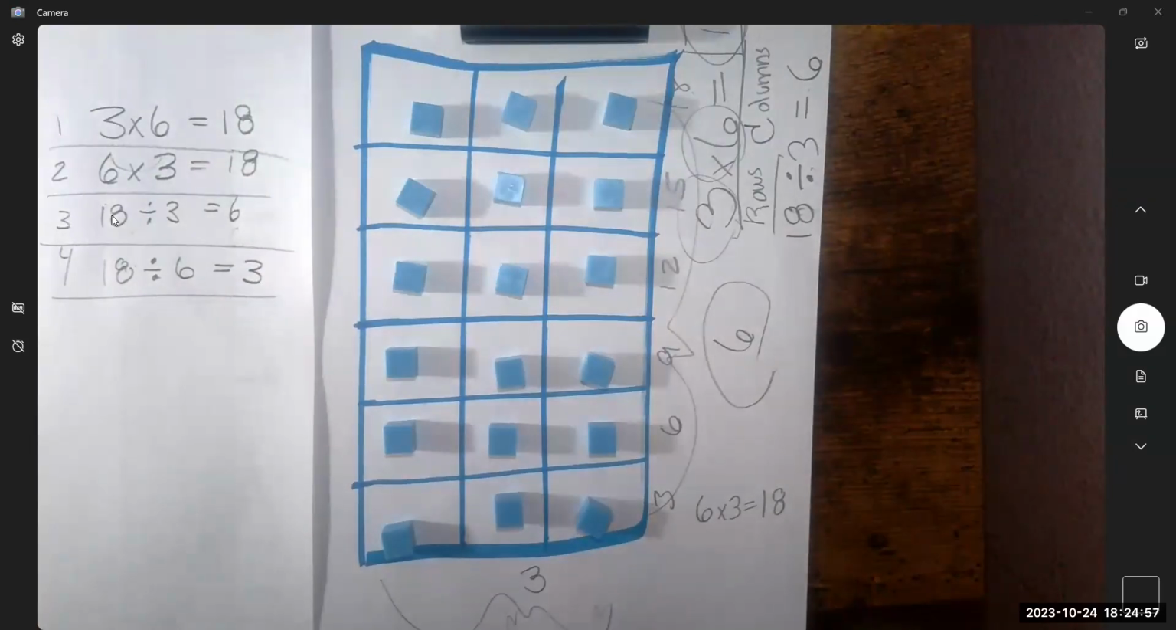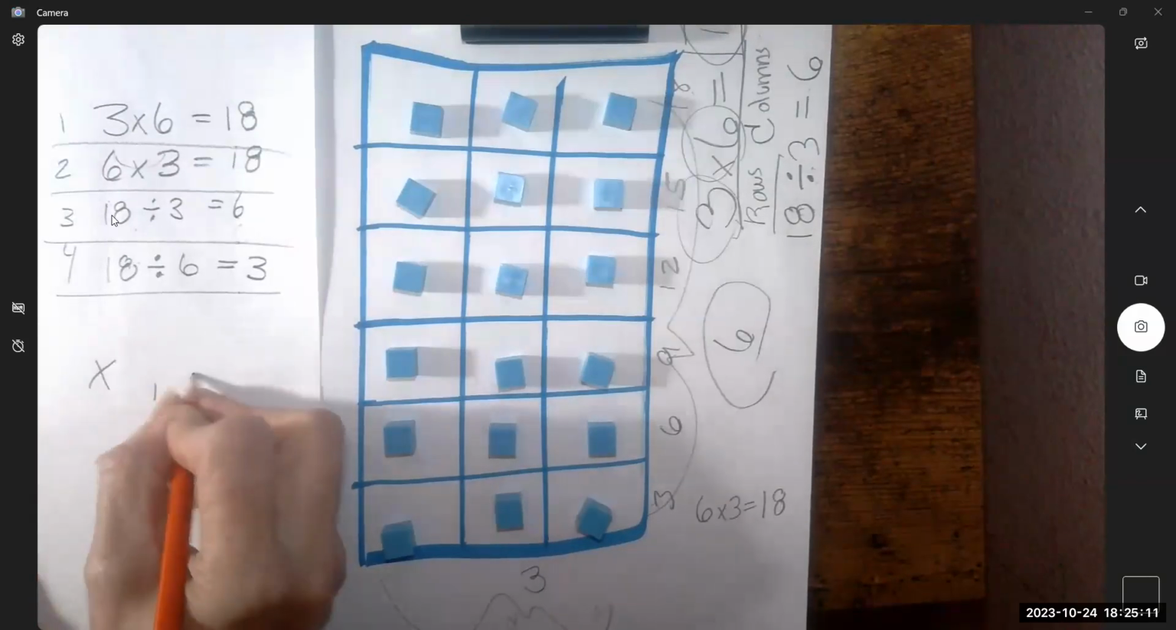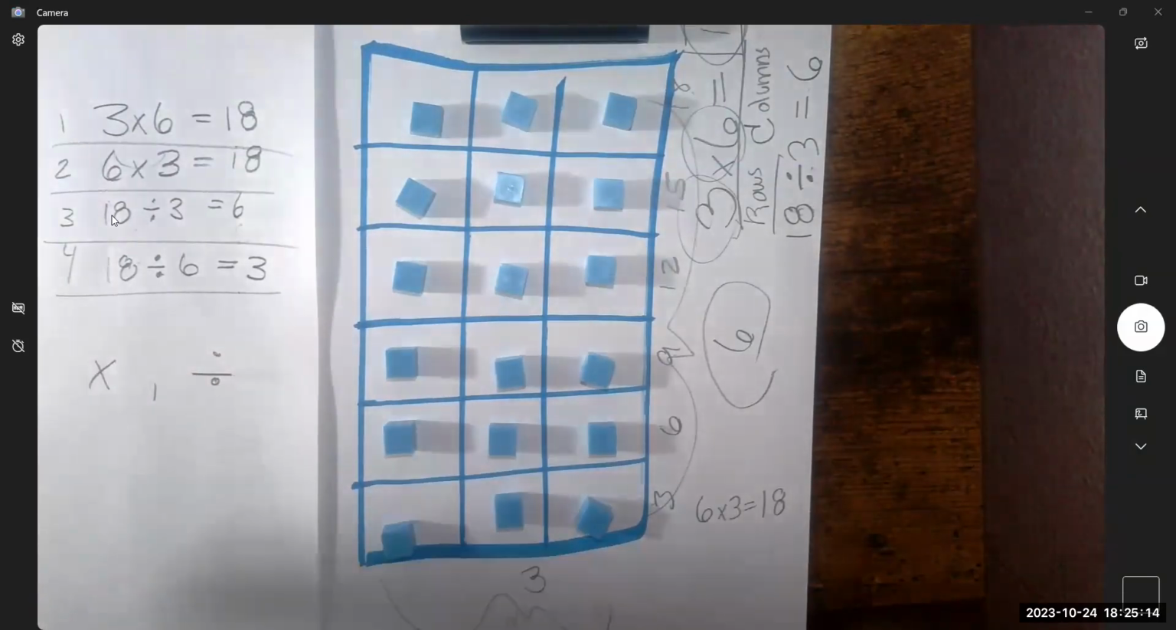So we'll work on fact families. We'll look at the relationship between multiplication and division, and this time you're practicing fact families, not with addition and subtraction, but with multiplication and division.